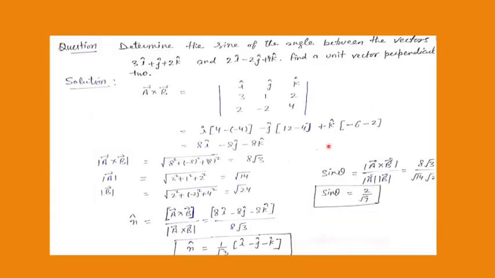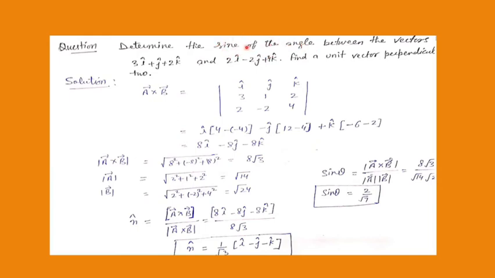Like, this is one question I have taken for you. You have to determine the sine of the angle between the vectors 3i cap plus j cap plus 2k cap and 2i cap minus 2j cap plus 4k cap. The question says find the sine of the angle. If they simply say angle, then I can go with dot product.